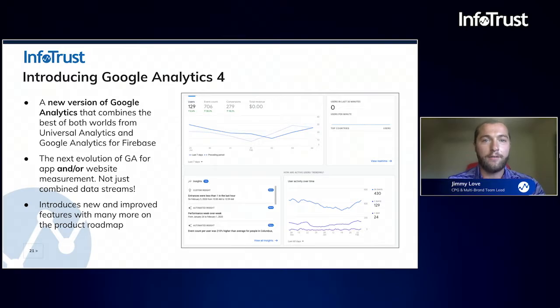Right now, GA4 has not reached full parity with Universal Analytics yet, full feature parity, I should say. But it introduces new and improved features, some of which I'll be discussing today, and others that are still on the roadmap for the rest of the year and will continue to roll out in the first half of 2022.